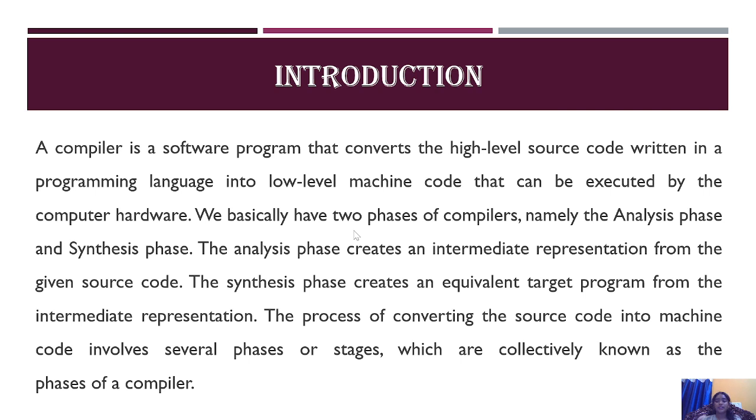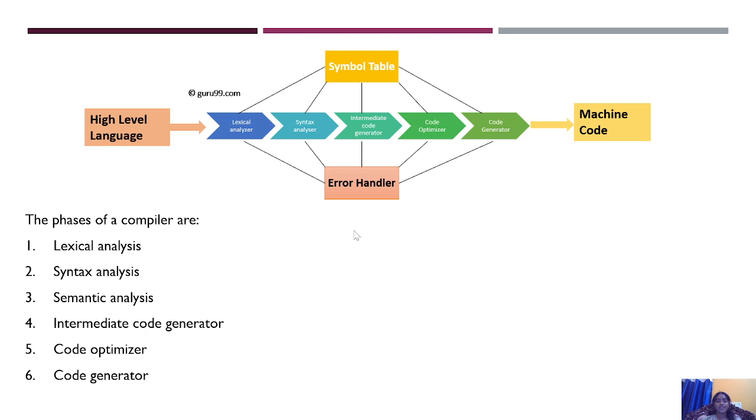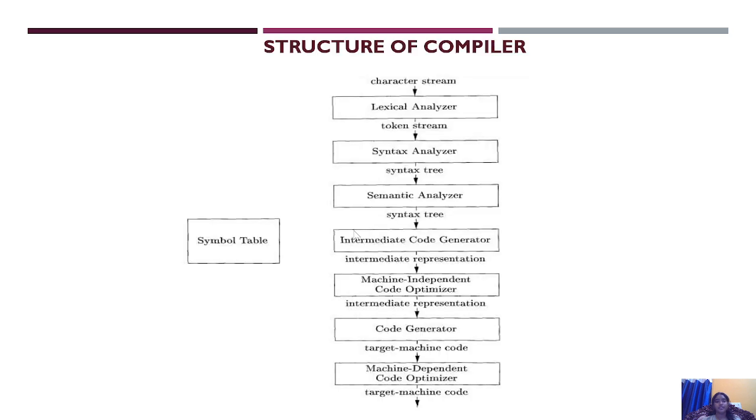The process of converting the source code into the machine code involves several phases or stages, which are collectively known as the phases of compiler. So there are six phases of a compiler. The first one is lexical analysis, then syntax analysis, semantic analysis, intermediate code generator, code optimizer, and the code generator. This is the structure of the compiler.